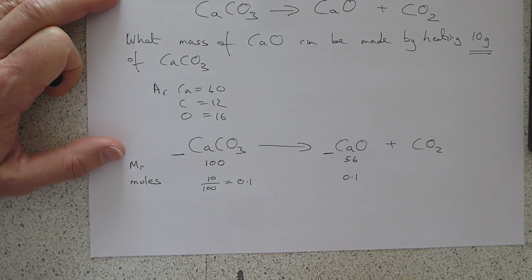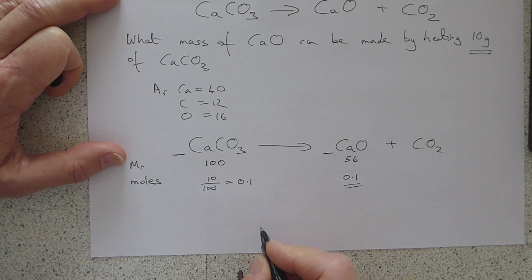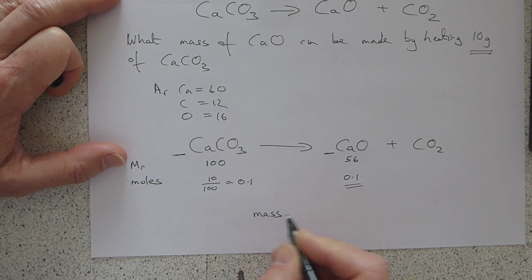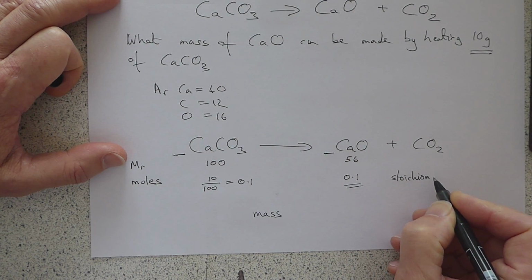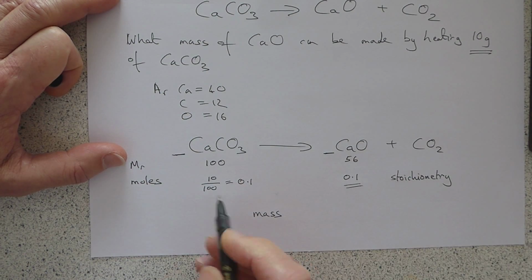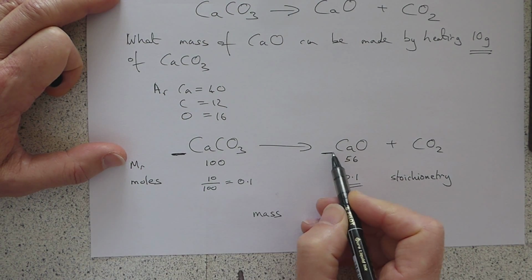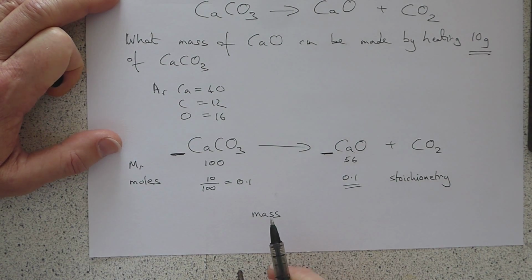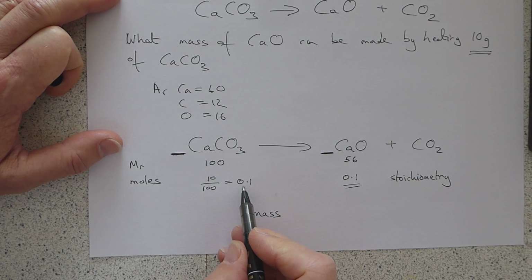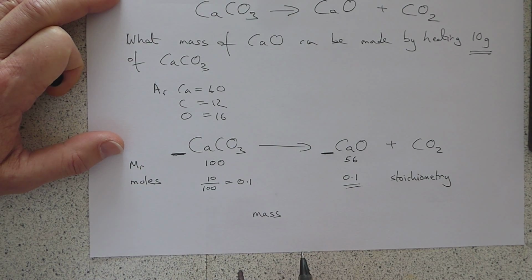So I know my moles of calcium oxide. So if I know my moles of calcium oxide, I can work out my mass. By the way, this step, I sometimes just use the word stoichiometry. Stoichiometry is all about the ratio of reactants and products in the balanced equation. And in this example, it's 1 to 1. So if I start off with 0.1 moles, I end up with 0.1 moles.